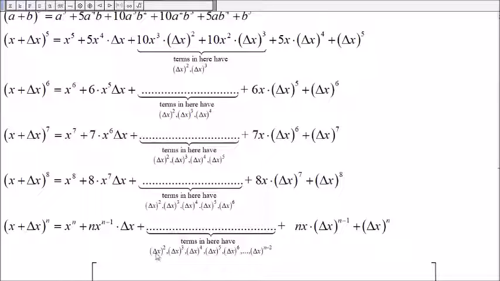And then the terms in between, the next one, we'll get x to delta x to the second, the third, the fourth, the fifth, all the way to delta x to the n minus 2. And then we get to delta x to the n minus 1. And then we get to delta x to the n. And we will need this formula to get the derivative for x to the n.